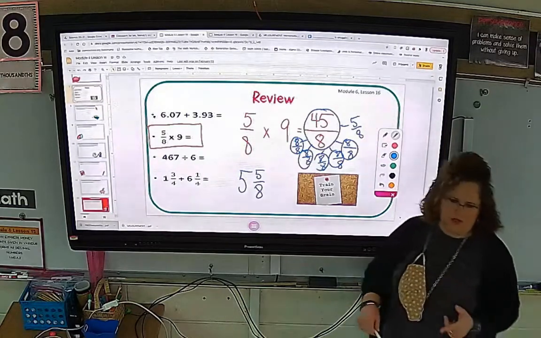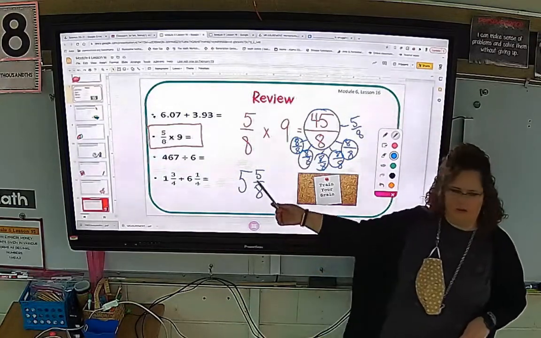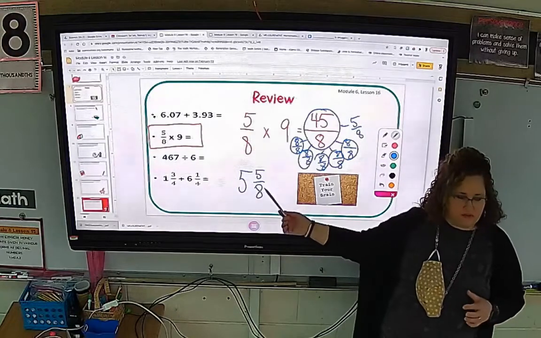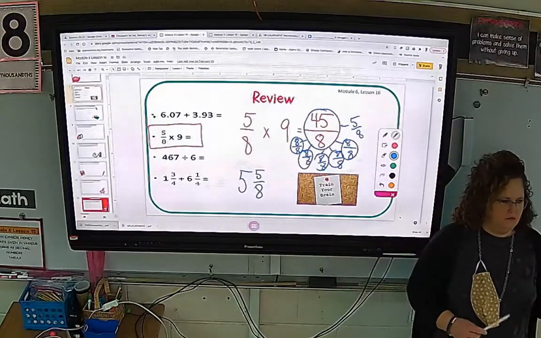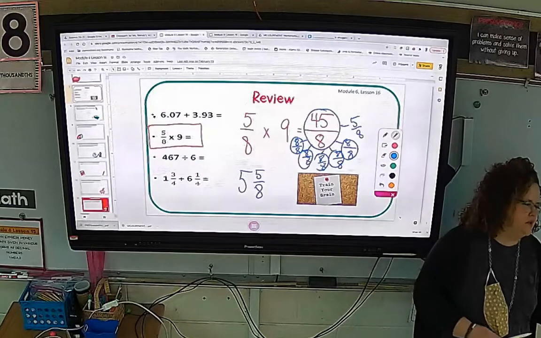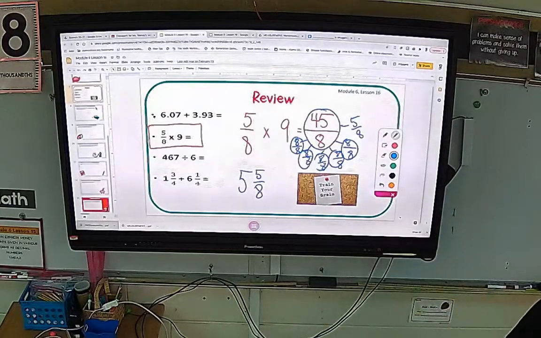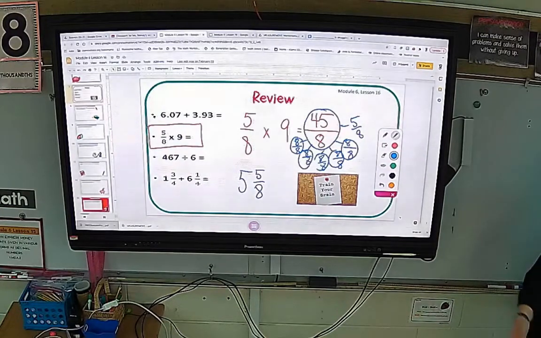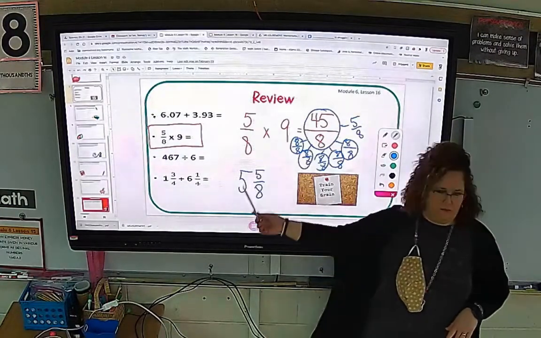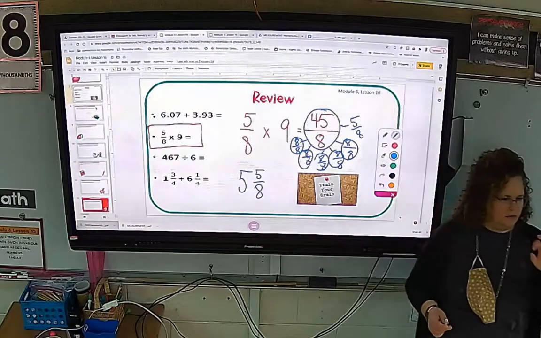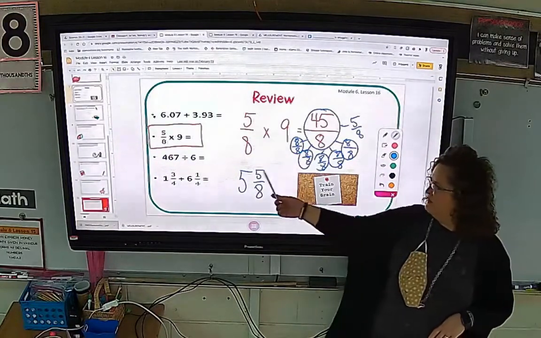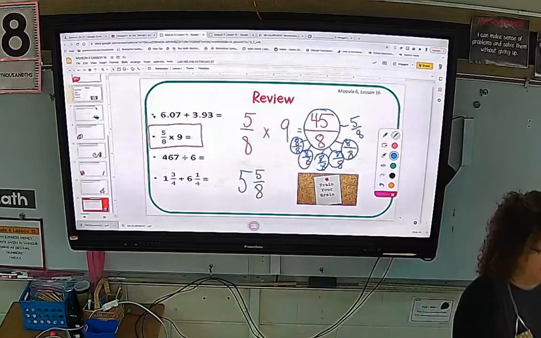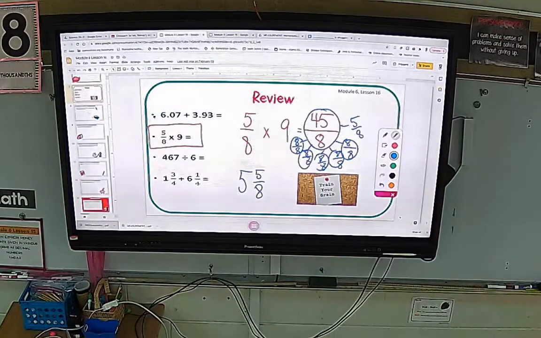Just out of curiosity, can we change that any further? Would that be the 4th grade answer, or is there another that would be the 5th grade answer? They're the same. Yeah, this is as reduced as it can be. There's not one number that I can divide evenly into both of those to reduce it any further.